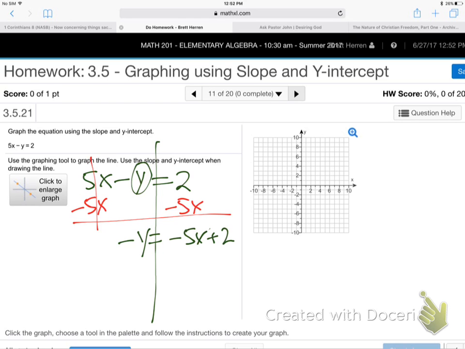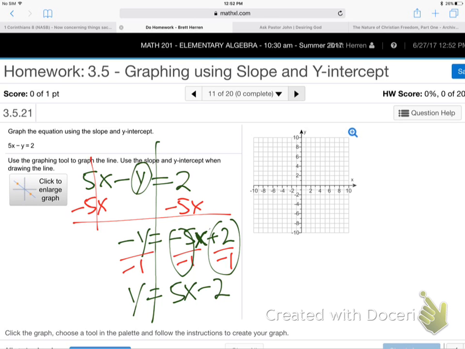Good so far? And now y's not quite alone yet. What do you do when you have a minus sign on that y? Divide through by -1. Like that. And you always got to divide by all three. That gets rid of the minus sign. And so we get y equals. Remember, two negatives make a positive, and one negative is negative. We good there?